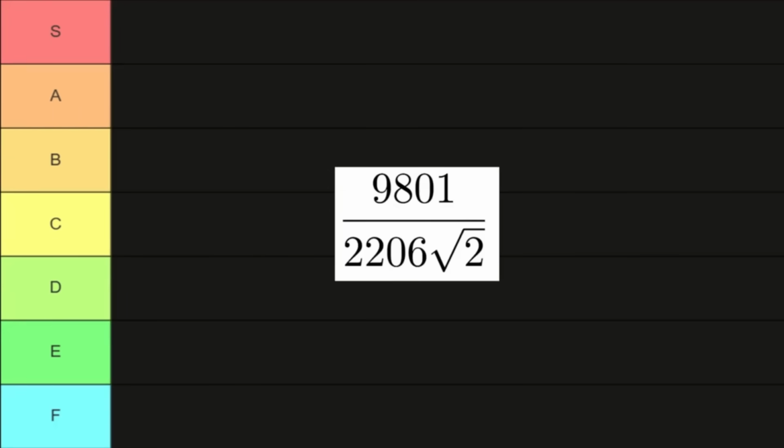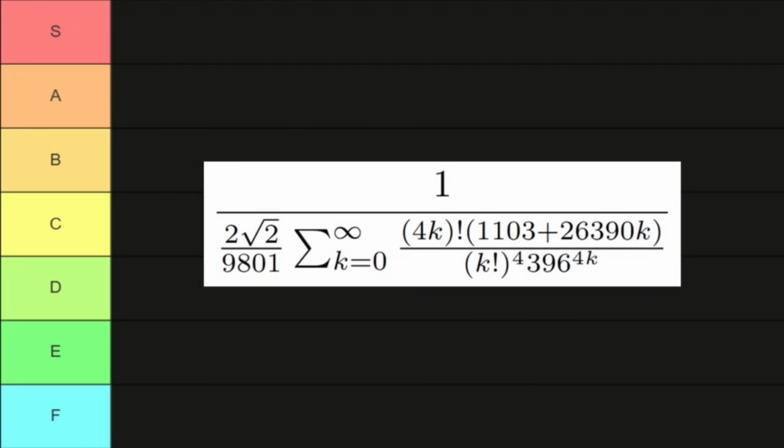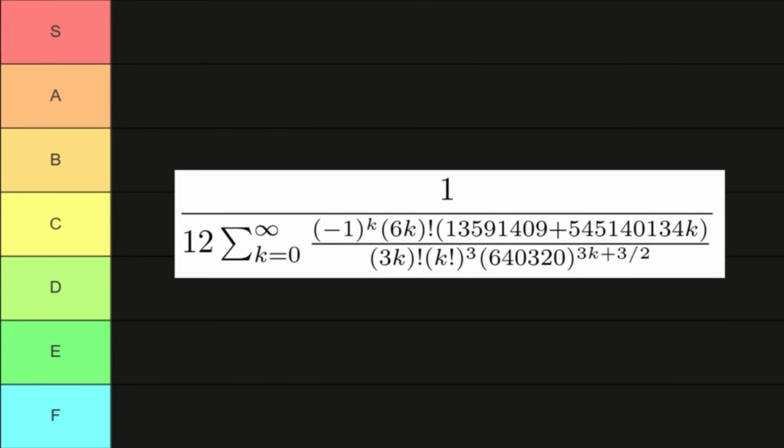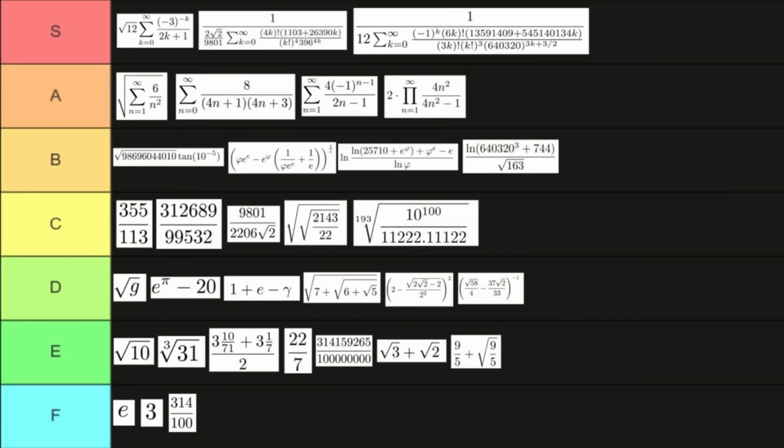Remember this expression from earlier? Well, it's the first term in this infinite summation developed by Ramanujan. Each new term adds dozens of correct digits of pi. Easy S tier. And in case that wasn't enough, Ramanujan also dropped this banger of an approximation. It converges very fast. Another S tier.